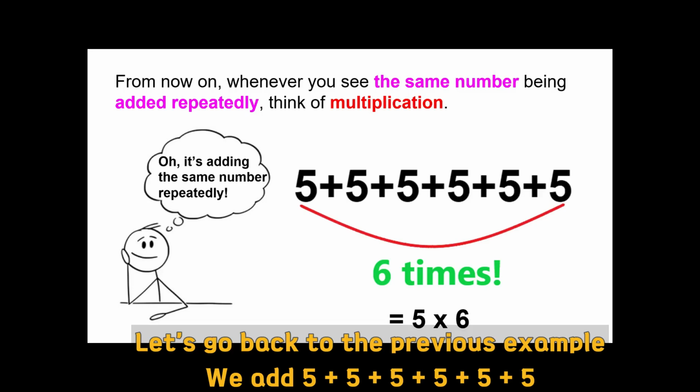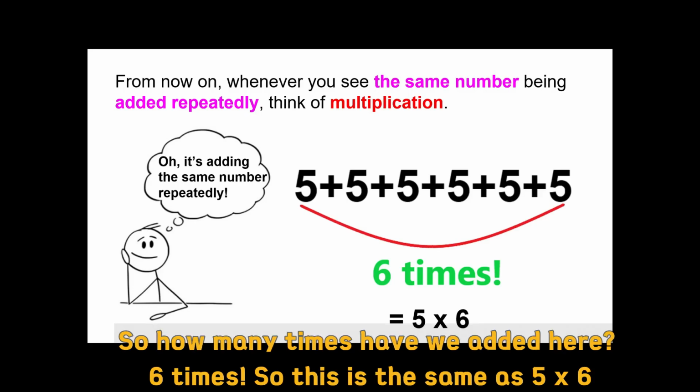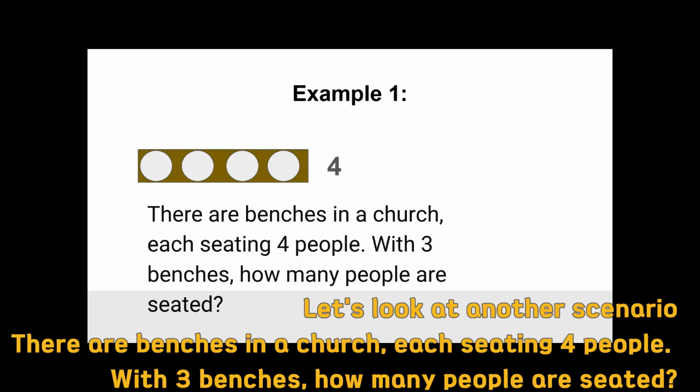Let's go back to the previous example. We add 5 plus 5 plus 5 plus 5 plus 5 plus 5. So how many times have we added here? 6 times. So this is the same as 5 times 6. Let's look at another scenario.